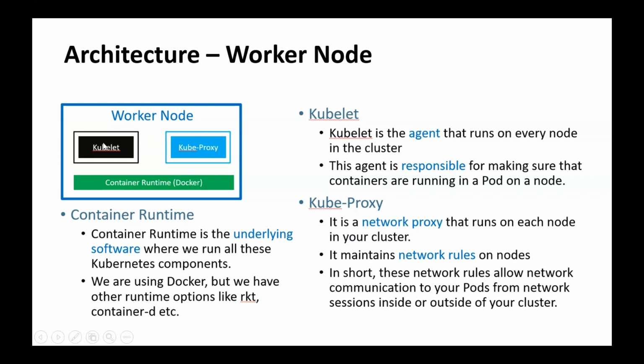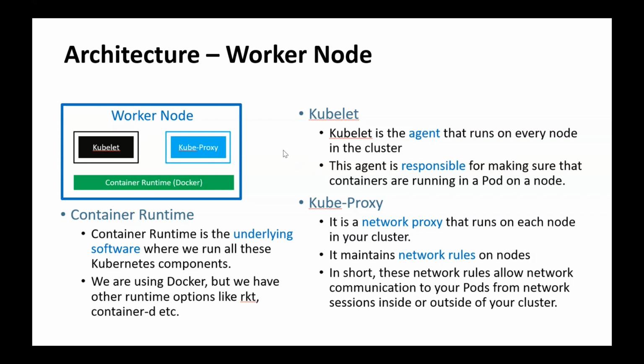We have another component here that is called kubelet. Kubelet is the agent that runs on every node in the cluster. So this kubelet will run on every node in all the machines. This is an agent which runs in all the worker nodes. This agent is responsible for making sure that containers are running in a pod on a node. So this will make sure all the containers are running inside the pod, and it helps communicate with the master node and scheduler.